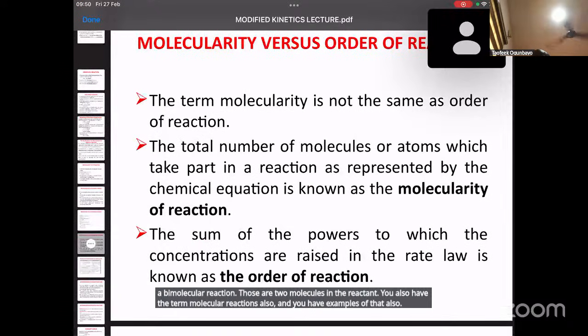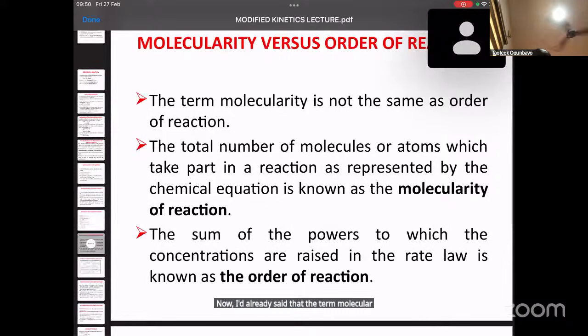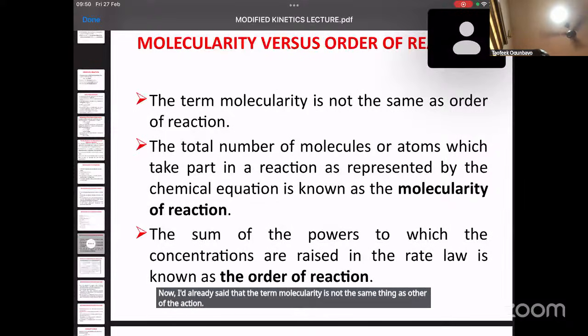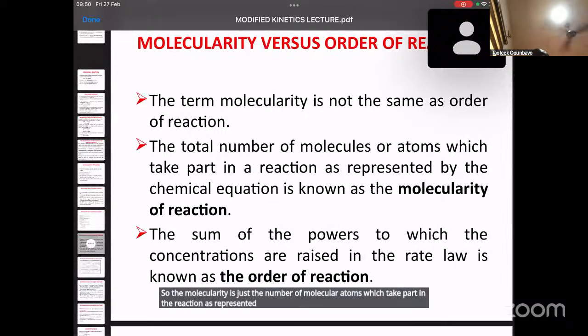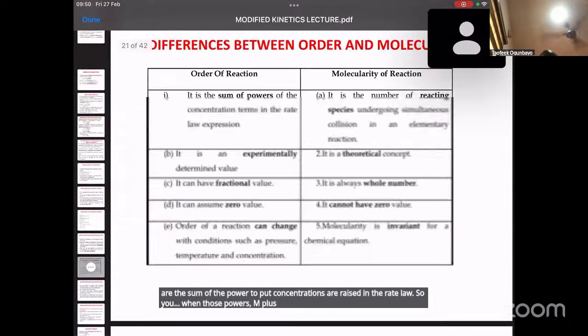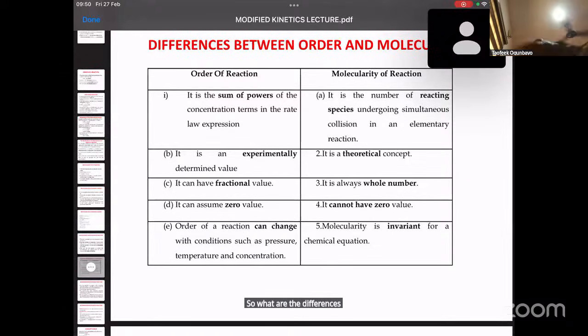Now, I'd already said that molecularity is not the same thing as order of reaction. Molecularity is just the total number of molecules which take part in the reaction as represented by the chemical equation. And of course, you call that molecularity. The order of reaction, we already explained that. It is the sum of the powers to which concentrations are raised in the rate law, M plus N. So what are the differences between order of reaction and molecularity?